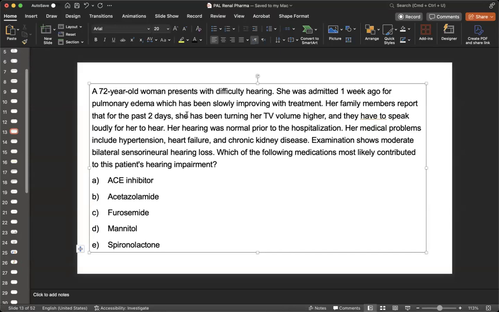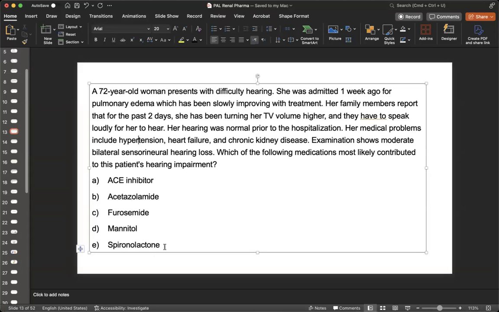What does that mean? It means that she has some problems with hearing, right? Difficulty hearing. And this is less likely to be due to age. Why? Because it's just the past 2 days. It's not something that's been happening for years. It's sudden, it's acute. So it could be a side effect of something, right? Her hearing was normal prior to hospitalization. The exam shows moderate bilateral sensorineural hearing loss. That's even more proof that there is difficulty hearing.